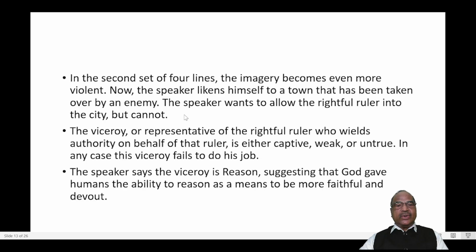But the viceroy is not allowed by Satan to rule correctly. The viceroy, or representative of the rightful ruler who wields authority on behalf of that ruler, is either captive. He is not in a position to deliver his authority because of his captiveness. Captive, weak or untrue, in any case this viceroy fails to do his job. The speaker says the viceroy is reason, suggesting that God gave humans the ability to reason as a means to be more faithful and devout.